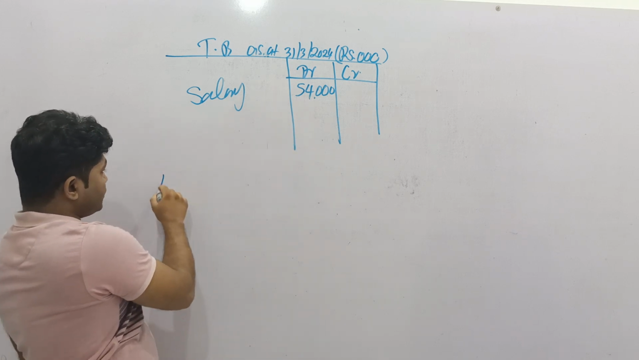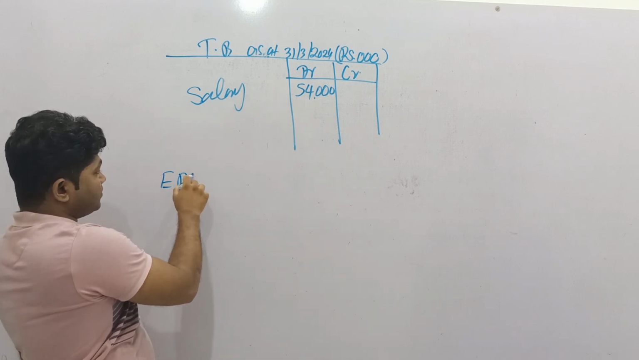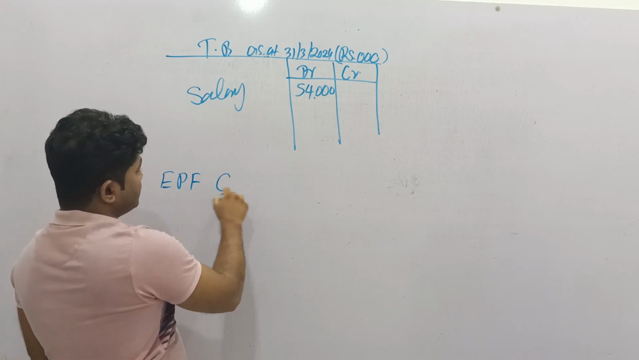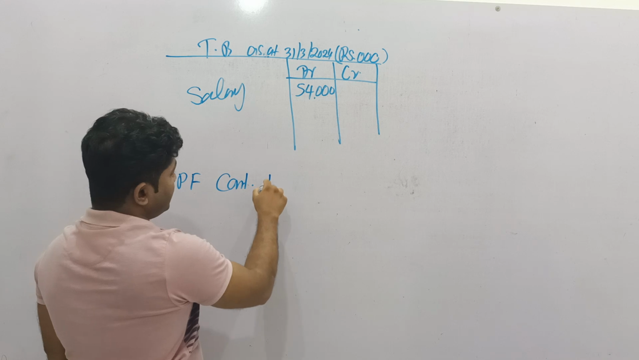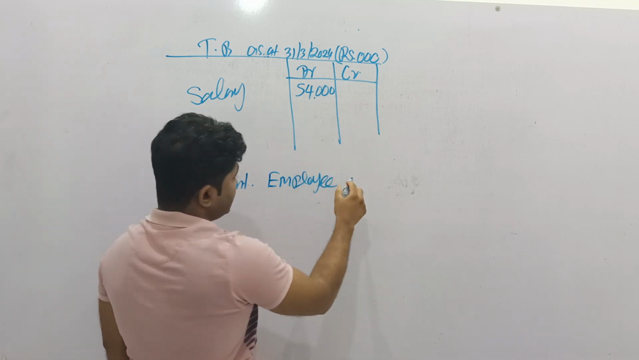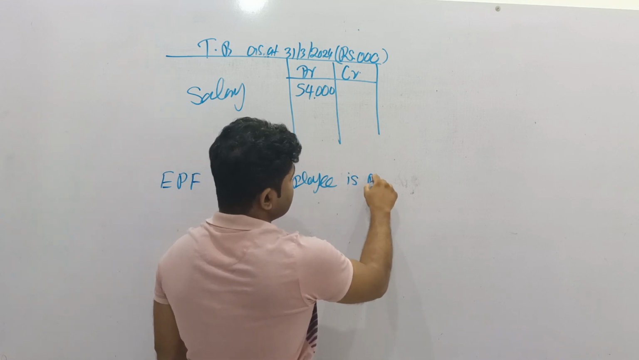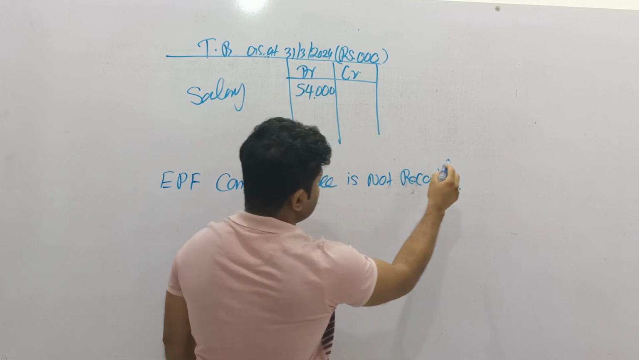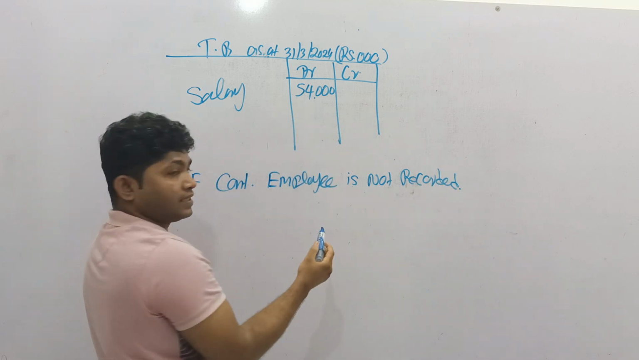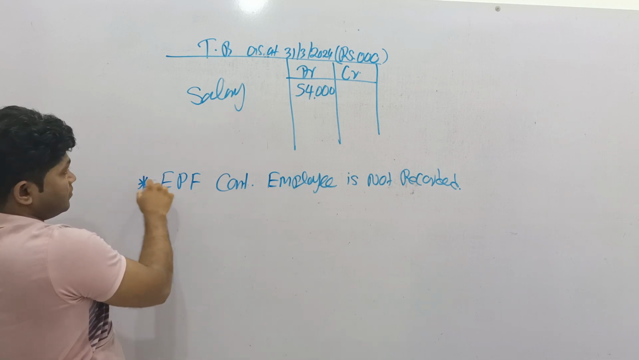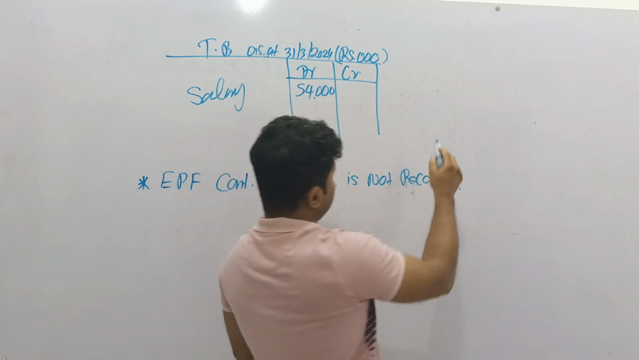If the EPF contribution of the employee has not been recorded, in this situation the given salary is net salary. Therefore, how to calculate gross salary? Think of the normal percentages for EPF and ETF.